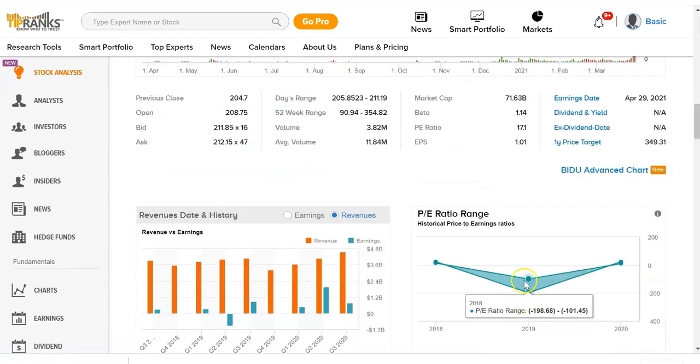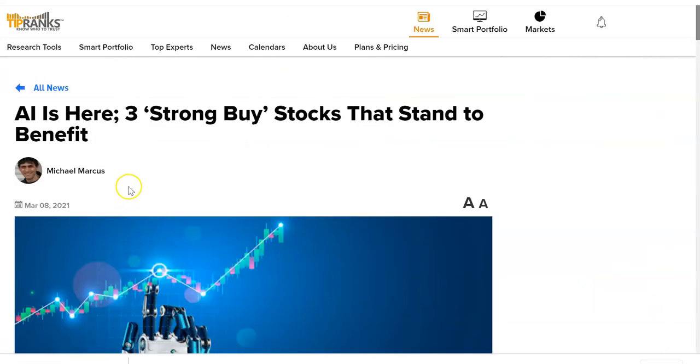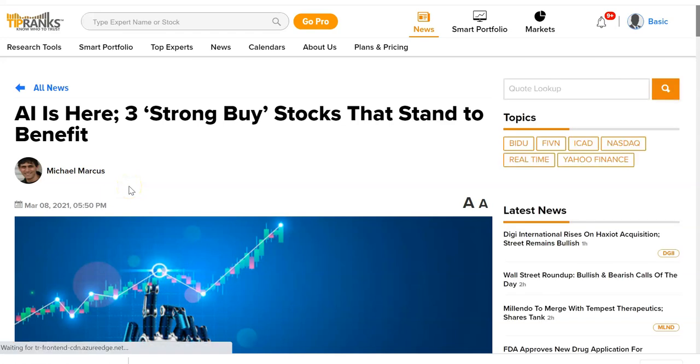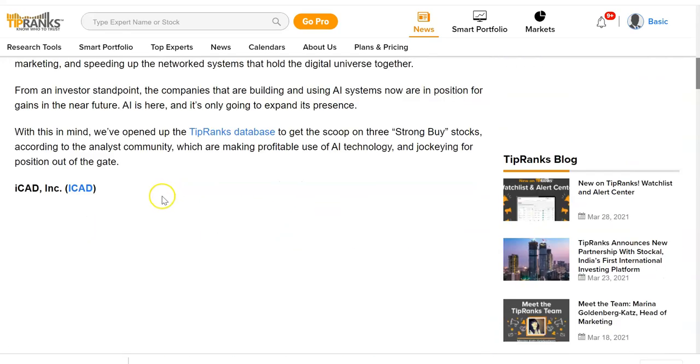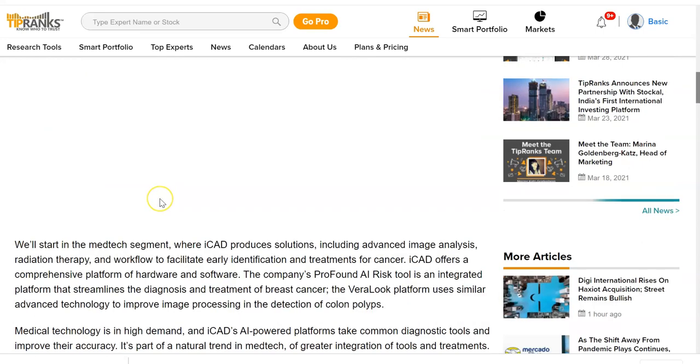Strong buy. We like that. We don't like that it's not profitable. It had a bad year. And it looks good for the future. Revenue is growing. Earnings were growing and dropped a bit this last quarter. There's an article. It has lots of articles online. But AI is here. 3 strong buys for AI, Baidu, iCAD. I don't have that on there, so at some point in time I'll look that up.